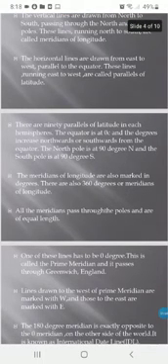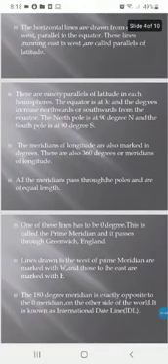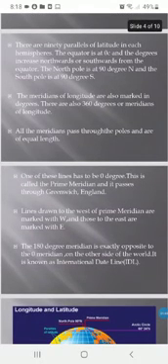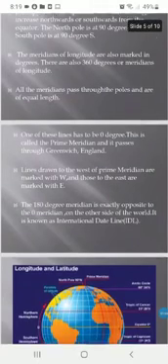All the meridians pass through the poles and are of equal length. One of these lines has to be 0 degrees. This is called the prime meridian and it passes through Greenwich, England. Lines to the west of the prime meridian are marked with W and those to the east are marked with E for east. The 180 degree meridian is exactly opposite to the 0 meridian. On the other side of the world, it is known as the International Date Line, also known as IDL.